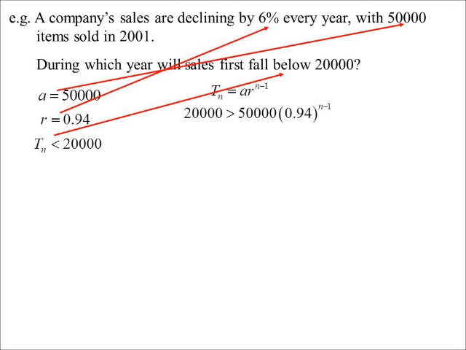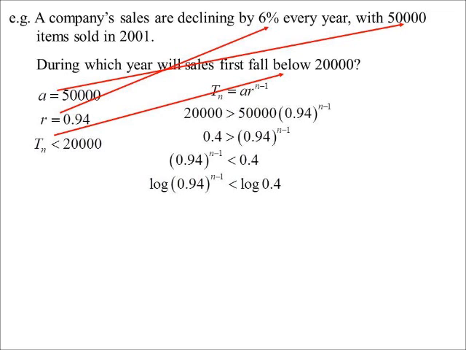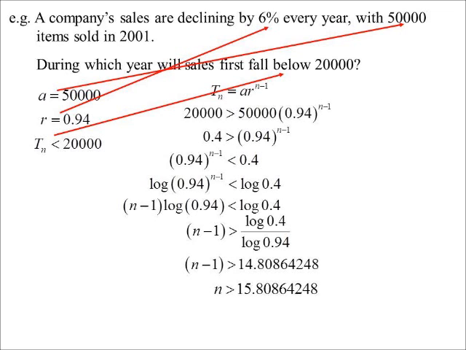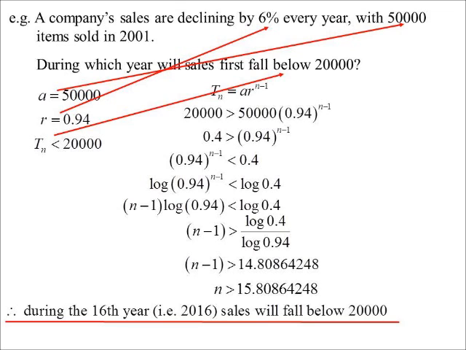All right, log both sides. We're going to divide by the log of 0.94, but of course, log of 0.94 is negative, so change the sign. Thank you very much. Okay, so n minus 1 is greater than 14.8. So n is greater than 15.8. They say during which year? So it's the 16th year, or 2016, whichever will be the first time.